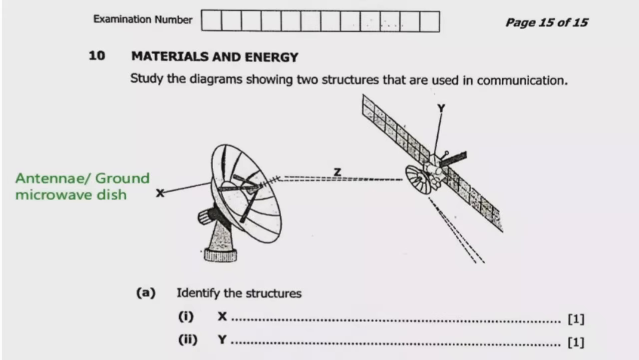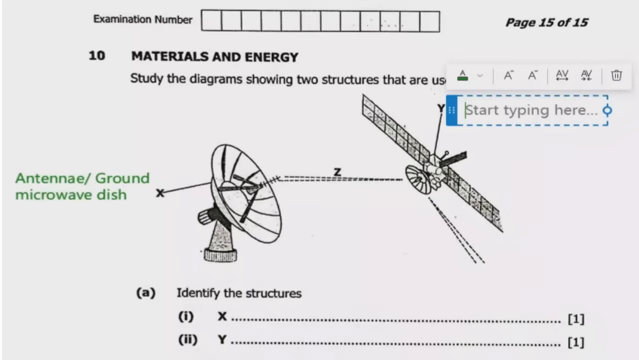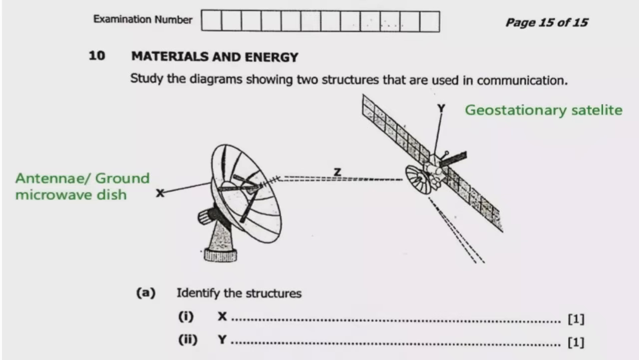We come to y. What is y code? Okay, so y is called geostationary satellite. Geostationary satellite. That is y. That is just satellite dish.